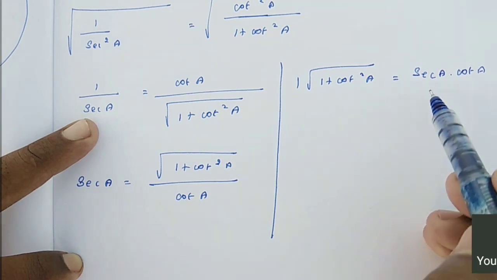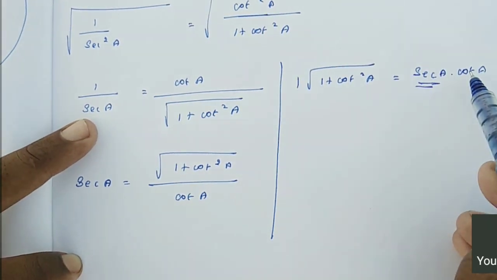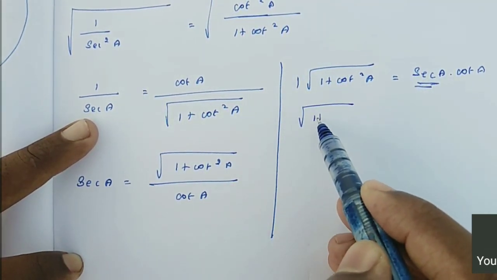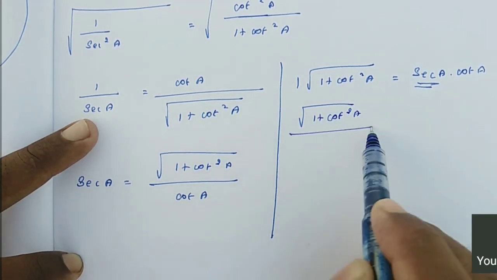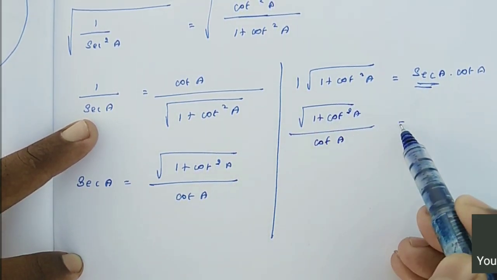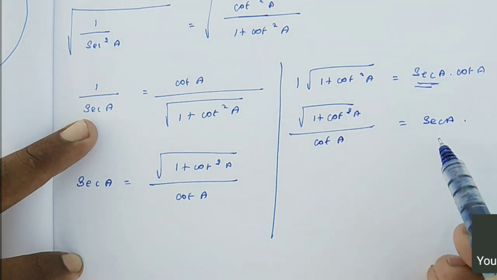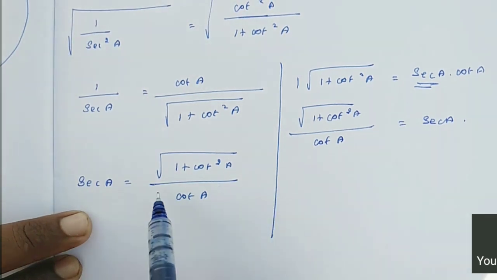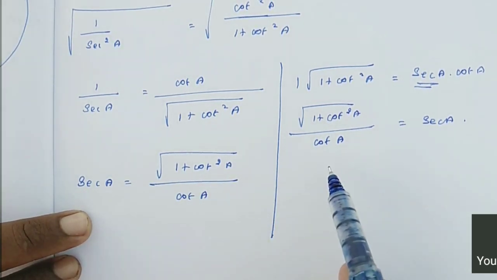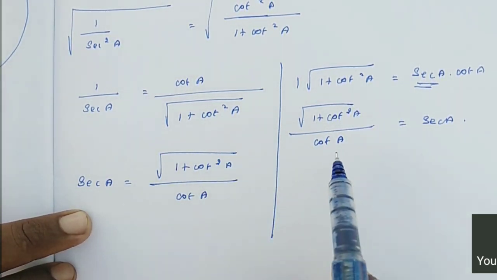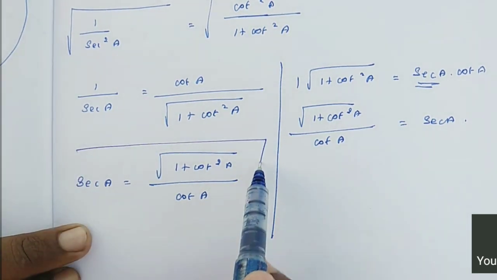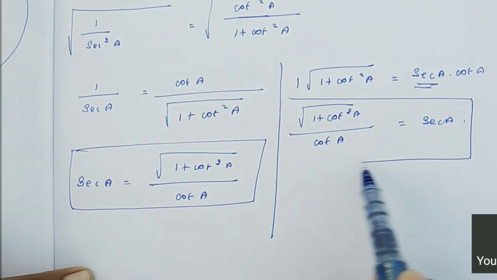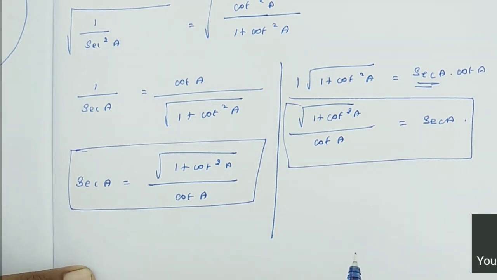Then I want only secant a. So you can bring down the cot a. So what it became? Root of 1 plus cot squared a divided by cot a equal to secant a. Clear? Same answer we get here. Any doubt? So you can use any one, this one or that one. So we wrote secant a in terms of cot. Clear? Any doubt?